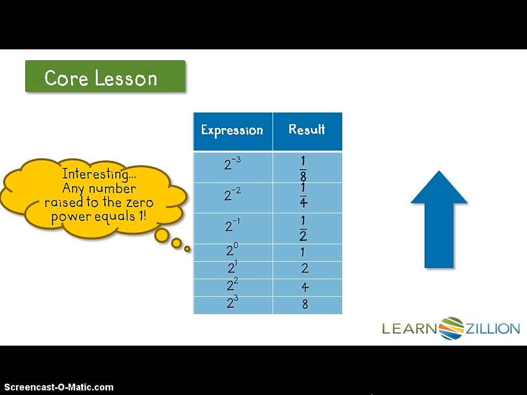So that very first question that I presented this lesson with, what is 2 to the negative third power? The answer is 1/8. I'm sure you guys had some different predictions, but if any of you had 1/8, kudos to you.